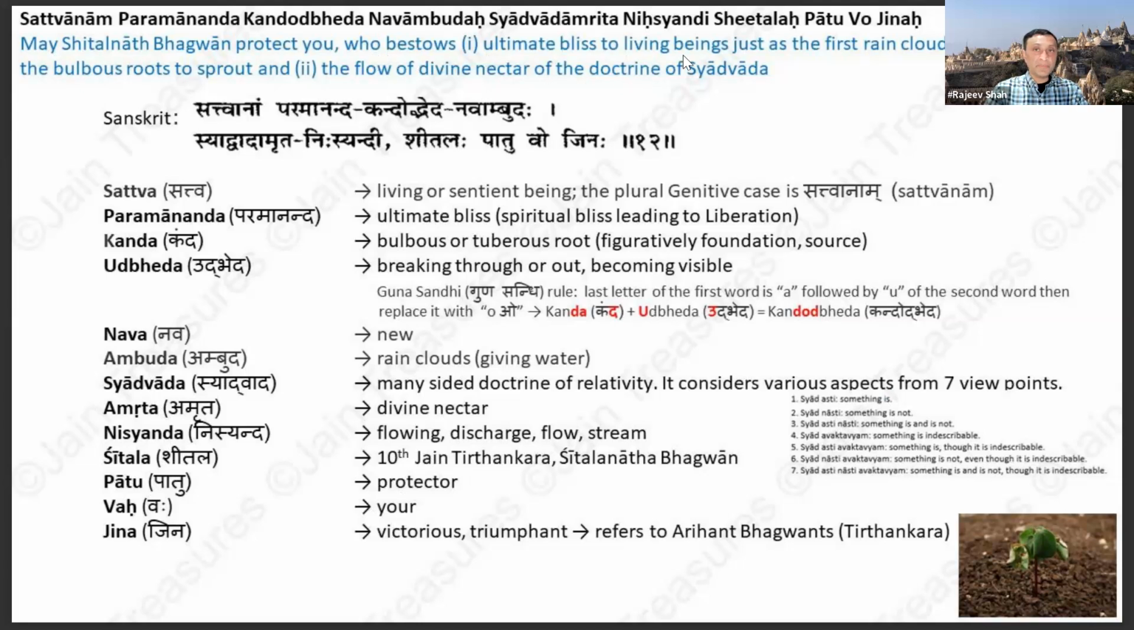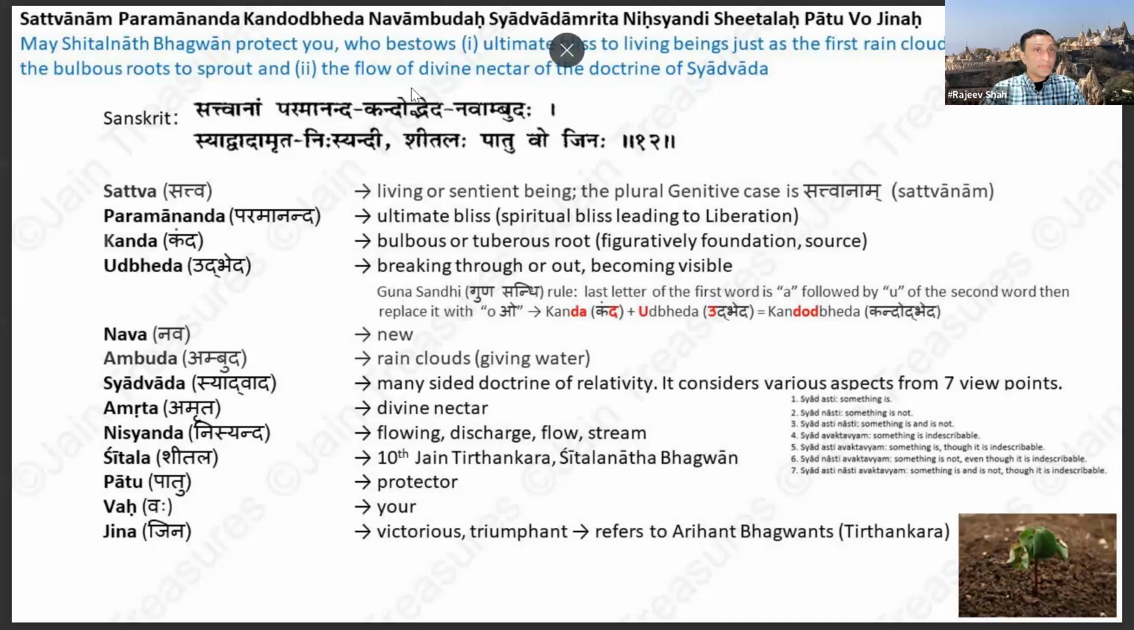So the entire meaning of this verse is, may Shitalnath Bhagwan protect you, who bestows the ultimate bliss to living beings, just as the first rain clouds cause the bulbous roots to sprout. Now look at the comparison here. Do you remember, like many people in India, when the monsoons first come, you can see people dancing on the streets. They are so happy that the monsoons have come. And if they are farmers, the amount of joy they get, oh wow, the rains have come, and now all the seeds which you have plowed in the soil will sprout out. Even when the small sapling comes out, the joy is amazing. So just as those rain clouds come and the roots sprout, that's almost like the ultimate bliss to living beings. What kind of bliss living beings get, they're doing the comparison.